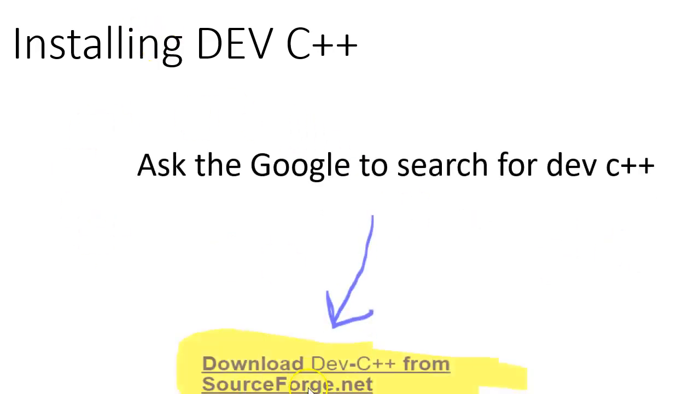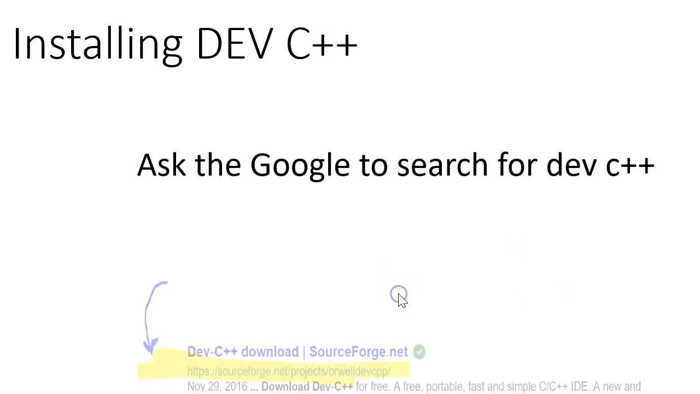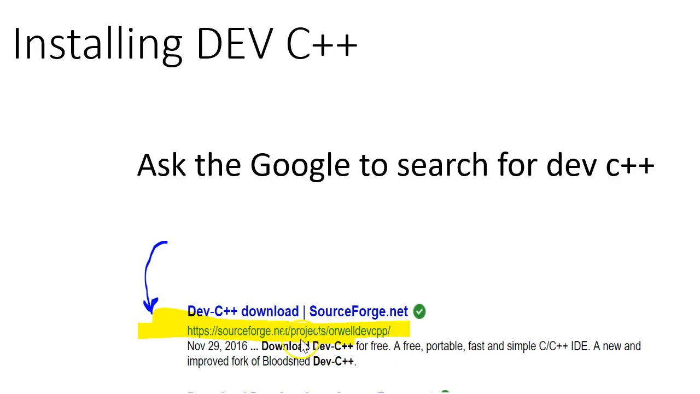Once you search, you will download DevC++ from sourceforge.net. And that should take you to something like projects and Orwell DevC++. There's other places to download this from, but just make sure you get DevC++.